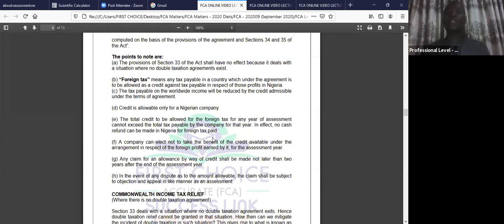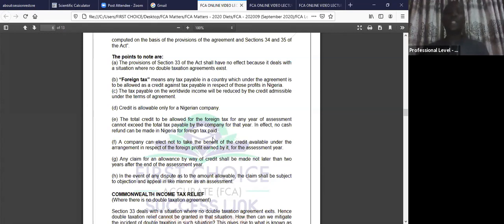The highest you can get as a relief is to be relieved of all your Nigerian tax, that is, if the Nigerian tax rate is smaller than the foreign tax rate. So if the company has three different countries apart from Nigeria, let's say two other countries, you have to do them in turns. You take Nigeria with, let's say, South Africa, you deal with that one, then you take Nigeria again, maybe with Ghana, and you deal separately with each of them.